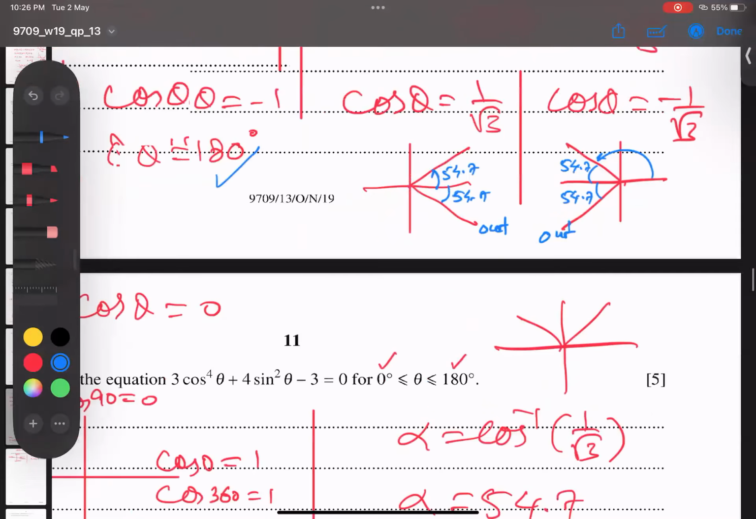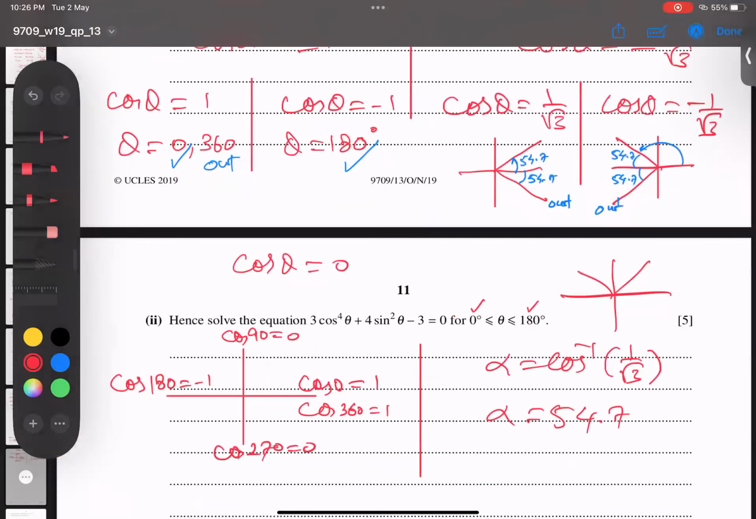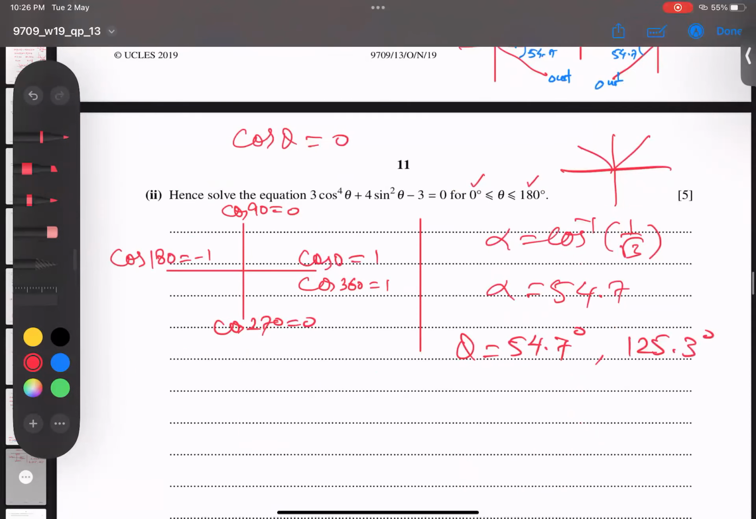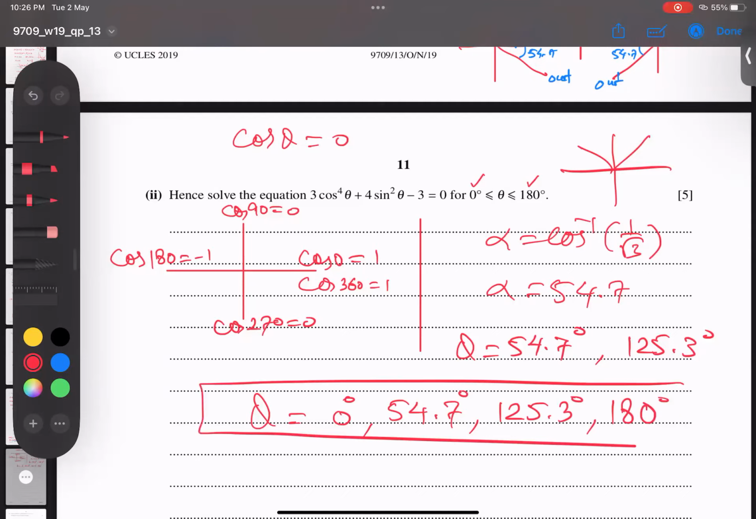So I'm getting two answers from here, students. First is this answer, so I'm writing directly 54.7 degrees. And this is 180 minus that. What is 180 minus that? I do it directly, and the answer is 125.3. So the final answers I'm writing are 0, then 54.7, then 125.3, and the last answer is 180. I believe you got the point very clearly.